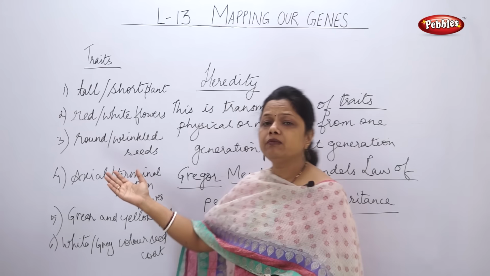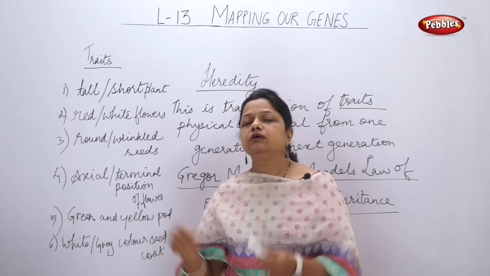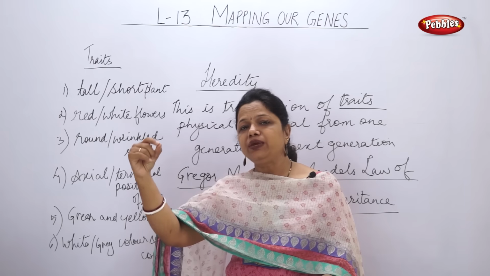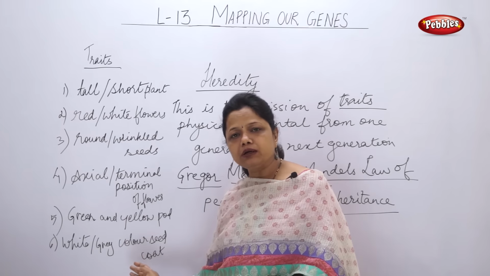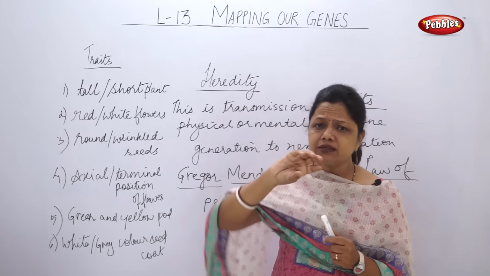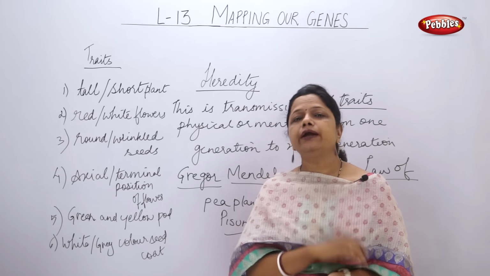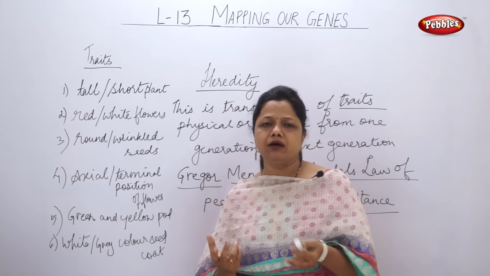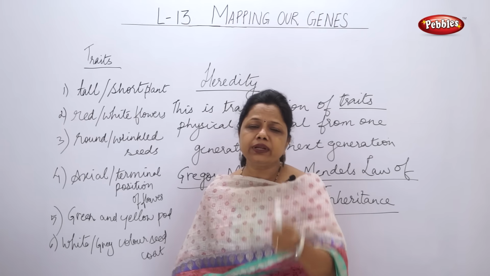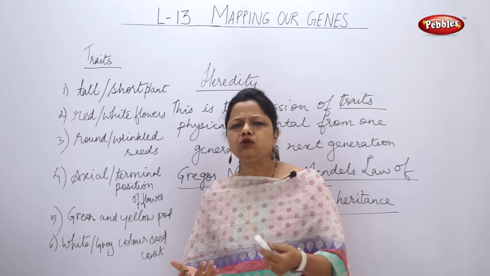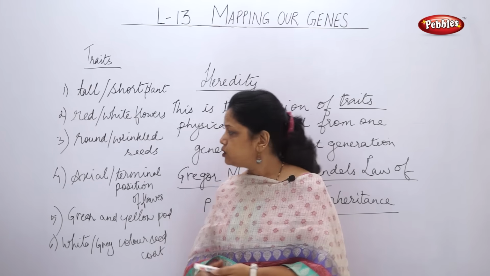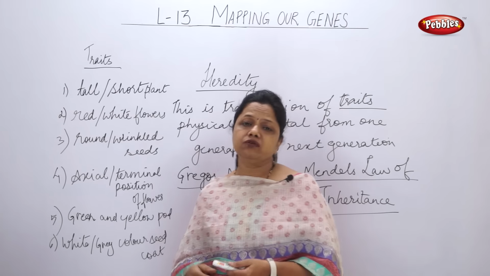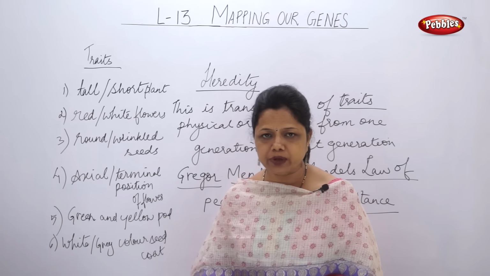Then he found that some flowers are at the axial position, some are at the terminal position. He also saw that the pods in which the peas are present are green colored and yellow colored, and the seed is covered by a seed coat that also had different colors, white and grey. He said, if in one simple flowering plant I can get so many characters, there are so many characters in human beings which can be transferred, right? So he first lined up all the characters or traits which he wanted to try in his experiment.